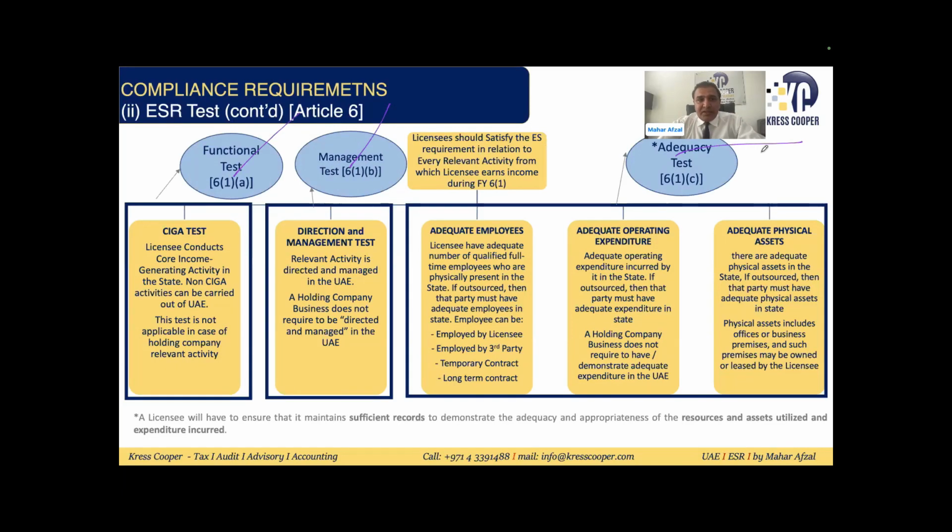So, the functional test. In the functional test, the SIGA, core income generating activity. The important thing is where this SIGA is being conducted. For other than holding company, it is compulsory for all licensees that they conduct the SIGA within the UAE. If this is being outsourced, then the party to whom it is being outsourced must be within the UAE. So for core income generating activity other than the holding company, SIGA should be in the UAE. Management test, we will discuss the management test as well. Adequacy test, we will discuss the adequacy test.